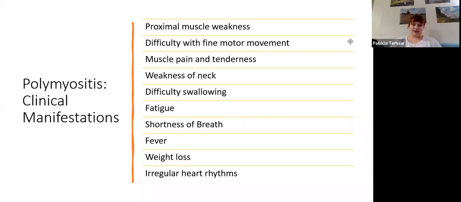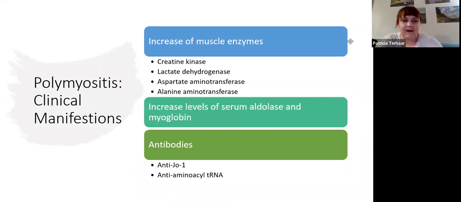What it starts with is a weakness of the central muscles, more so in the central part of the body, the proximal, and then it goes more towards the distal weakness. So that's why the weakness of the neck and the difficulty swallowing will show before the weakness of picking things up and things like that.